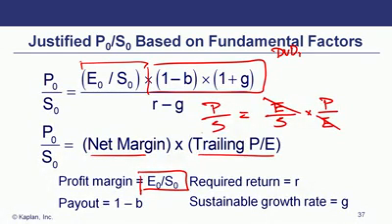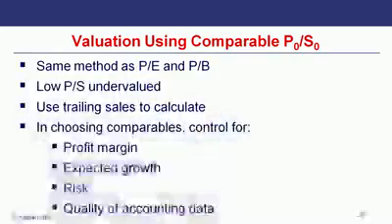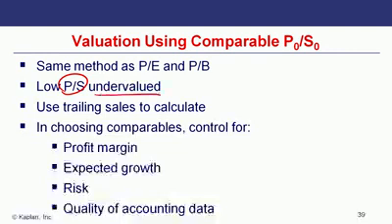When you're doing valuation using comparables for price to sales, it's the same method as price to earnings and price to book. You're looking for comparables and taking perhaps the average or median. If there is a low price to sales, it is essentially undervalued, going in the same direction as PE and price to book.